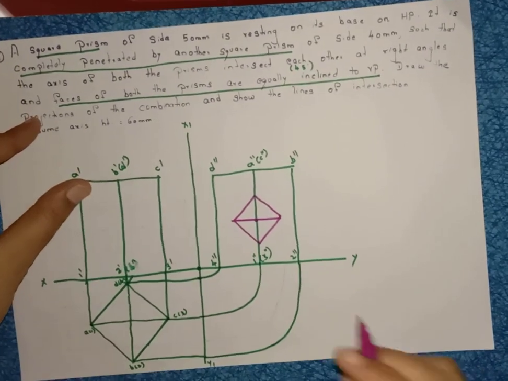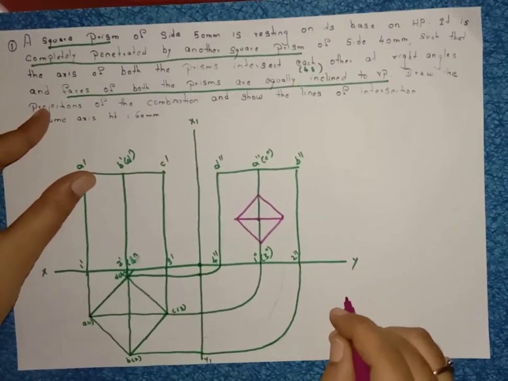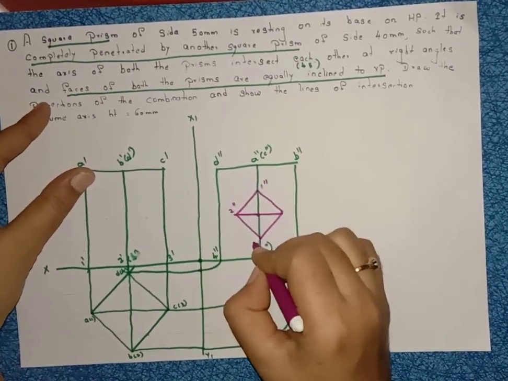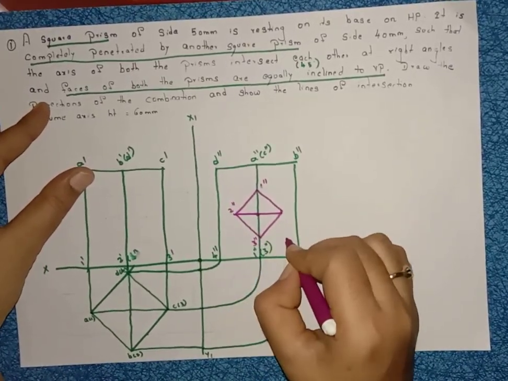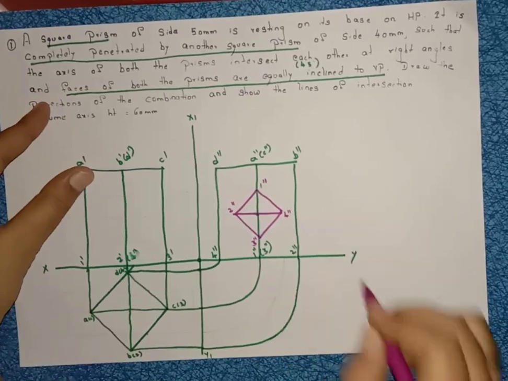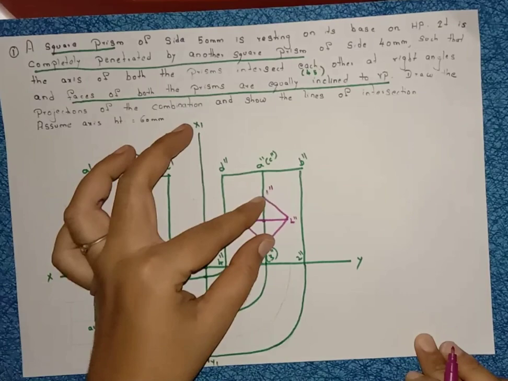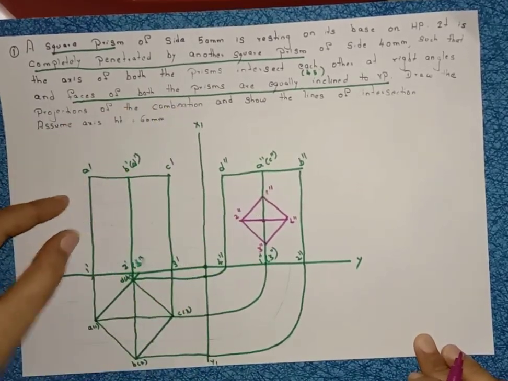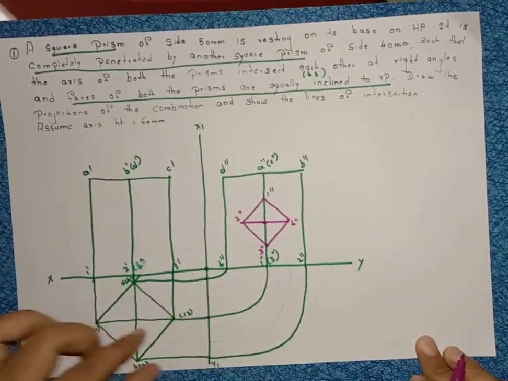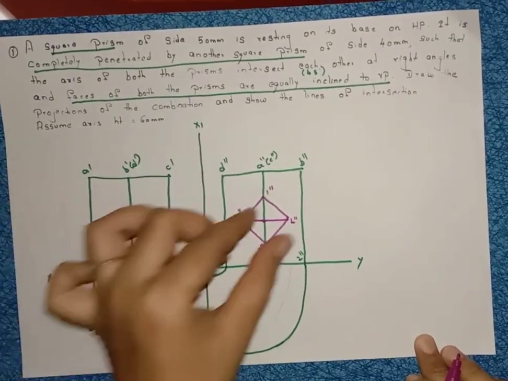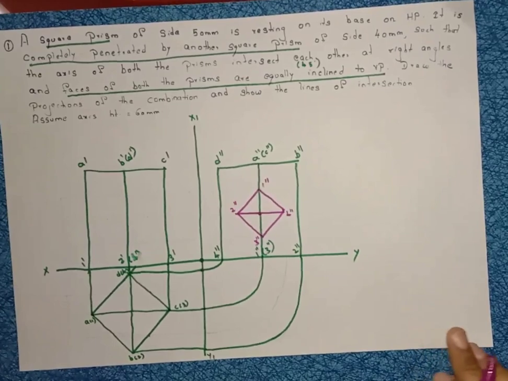Right, so after getting this square, name it as 1 double dash, 2 double dash, 3 double dash, and 4 double dash. Right? So project this square to this front view, project this square to this top view. So how to project this one?